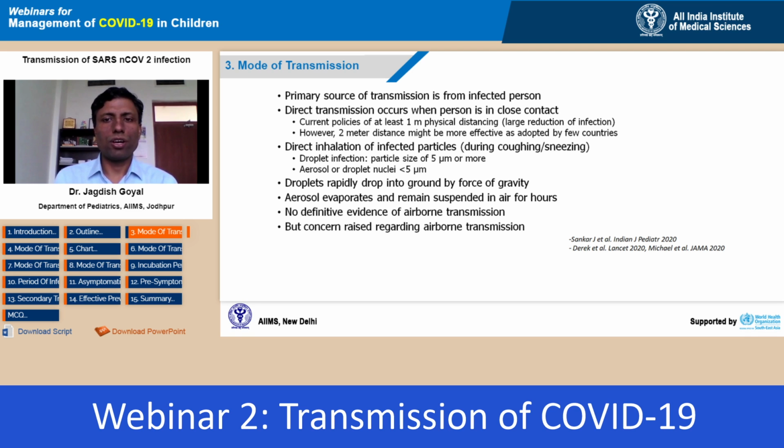Direct transmission occurs when a person is in close contact. The current policy of at least 1 meter physical distance may lead to a larger reduction of infection. However, 2 meters distance might be more effective, as adopted by a few countries.